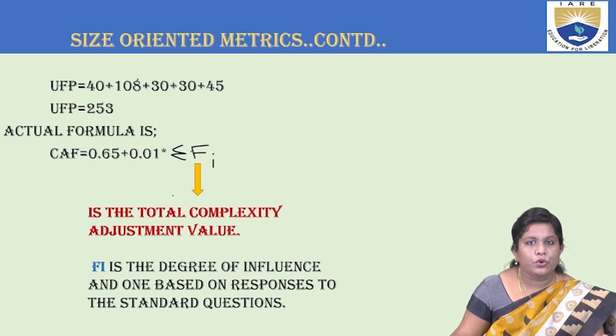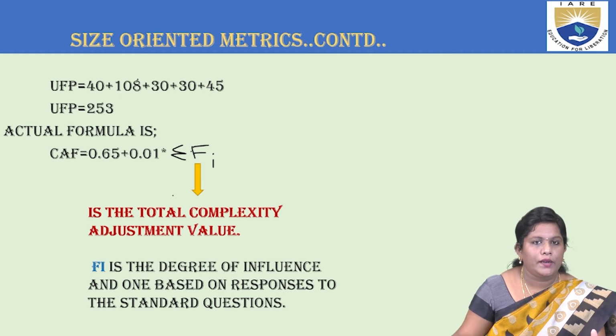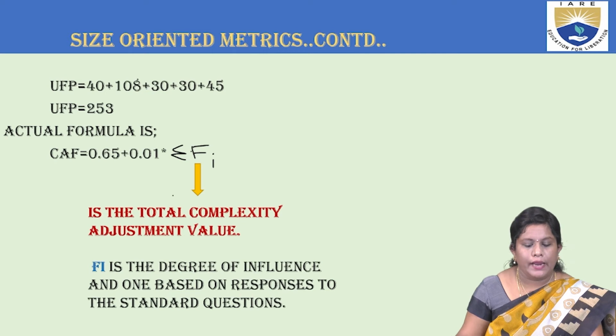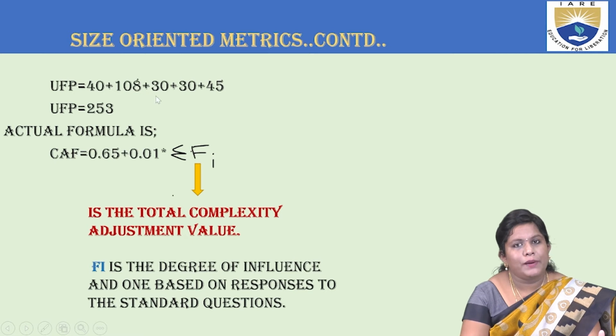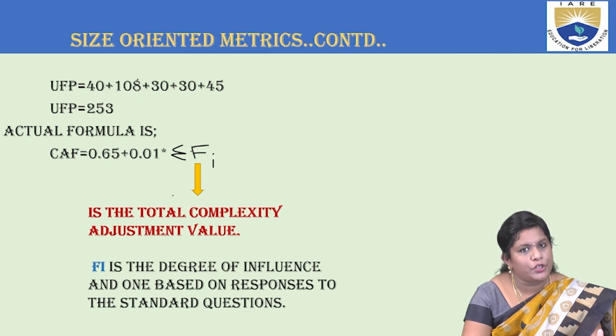Okay. Now, as I told you, to calculate CAF, that is the complexity adjustment factor, it is derived from the formula 0.65 plus 0.01 cross the summation. Right? Now, here comes the question of what is that Fi. So, our formula is CAF equals 0.65 plus 0.01 into summation of Fi. That Fi is nothing but the total complexity adjusted value. Now, our question is, how do I calculate the Fi?